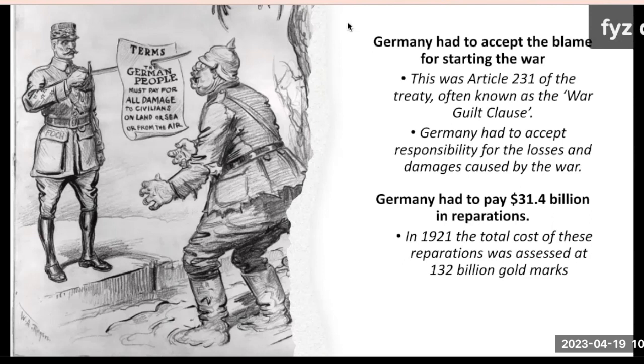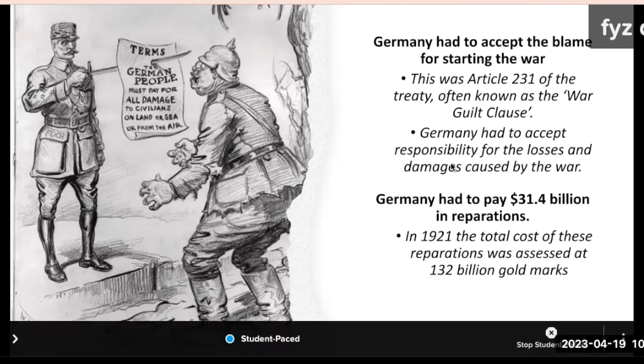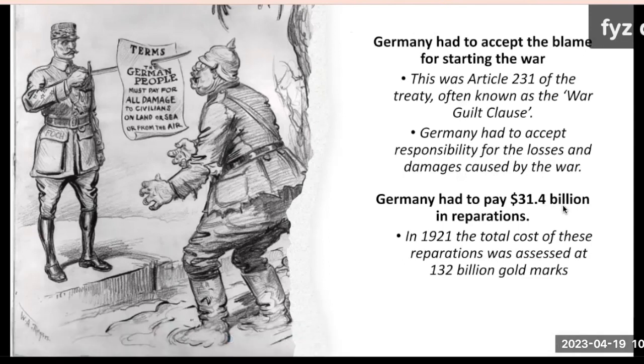So the War Guilt Clause is basically saying, hey, Germany, World War I was all your fault, and therefore we are going to hold you responsible for losses and damages, which means you're going to have to pay up, and you're going to have to pay up a lot, billions of dollars. This is going to be economically devastating for Germany, obviously leading to things like hyperinflation and social unrest.